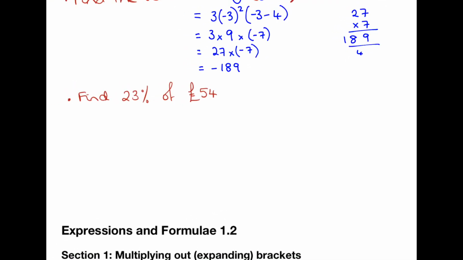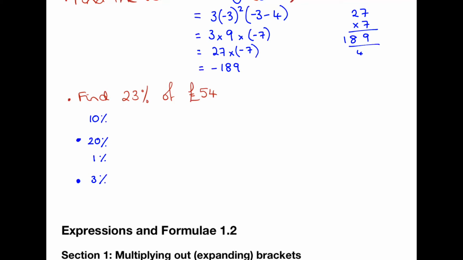Find 23% of £54. So we're going to do that by finding 10% first of all. Then we're going to find 20% by doubling the 10%. We're going to write down what 1% is. Then we're going to times it by 3 to get 3%. And then we're going to add together the 20% and the 3%. Okay, so that's the plan.